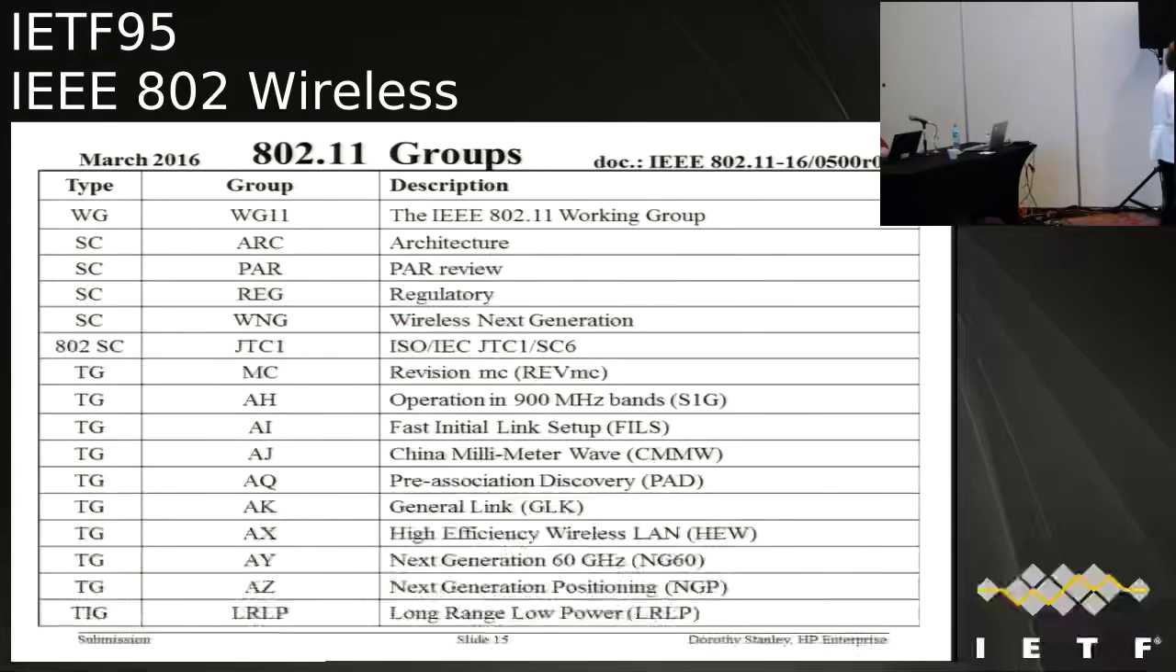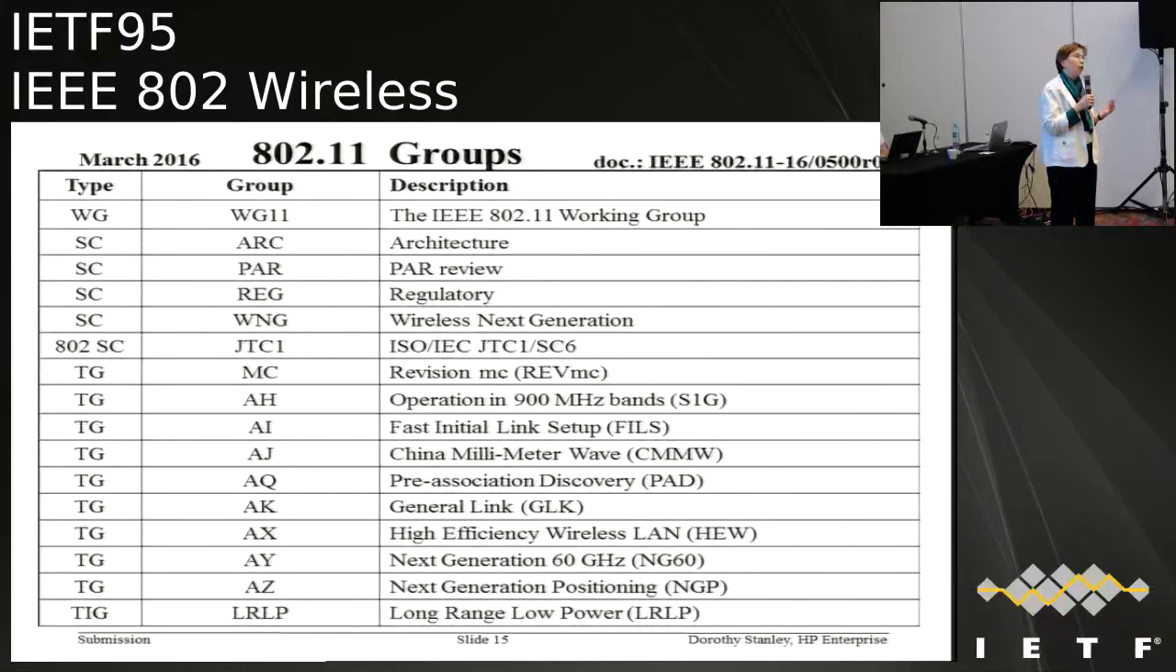This slide, and I'm now on slide 15, is a list of the current active groups, subgroups within 802.11. So you see that we have a number of standing committees related to architecture, power review, regulatory, and wireless next generation. Wireless next generation is where we have presentations on general topics of interest or topics that people might want to consider starting a study group on. Power review has to do with project authorization request review.